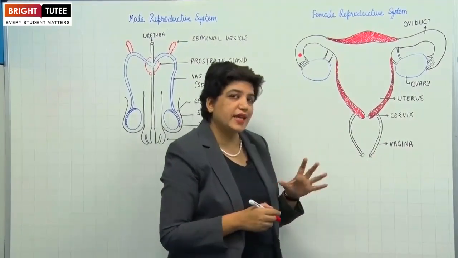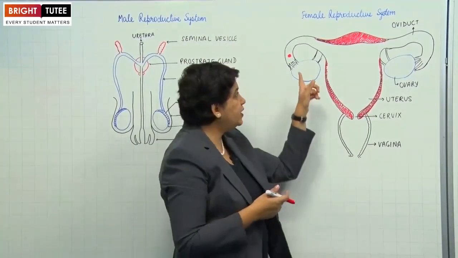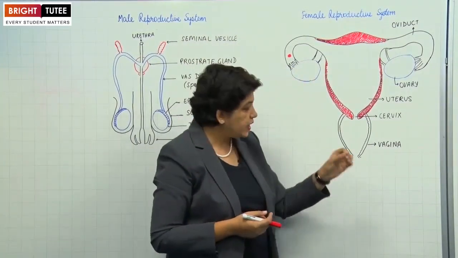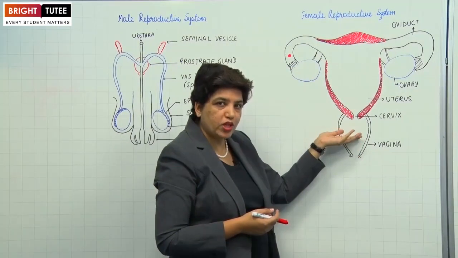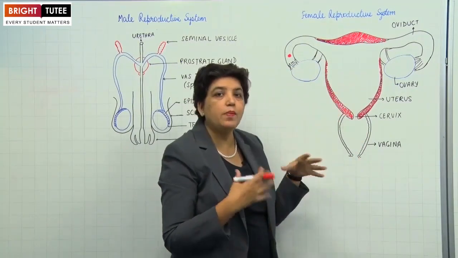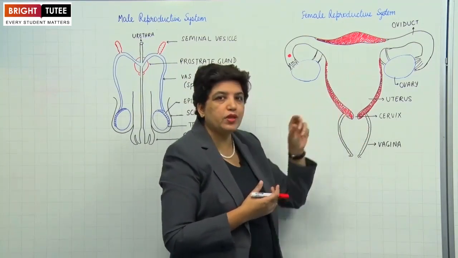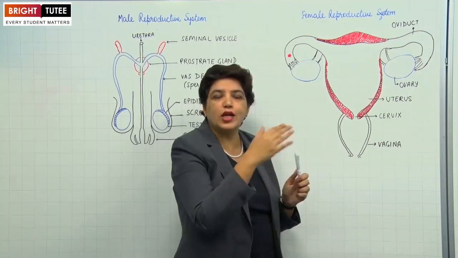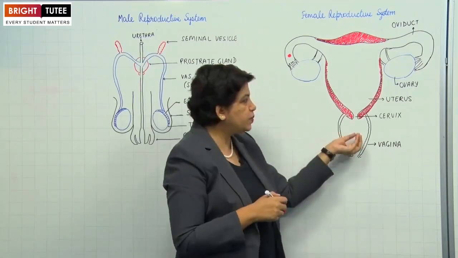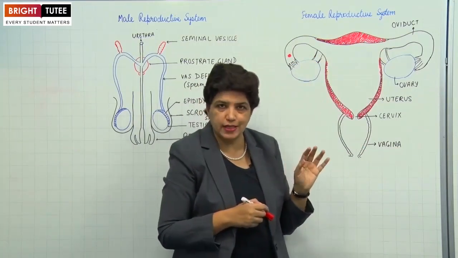Now, second case, if fertilization does take place. So, at the time when egg is released, if penis enters into the vagina and ejaculates and releases the sperms, there are millions of sperms released at a time. And the sperms, as I told you, they have a tail-like structure which helps them in moving. So, the sperms move around in all parts of the female reproductive system.